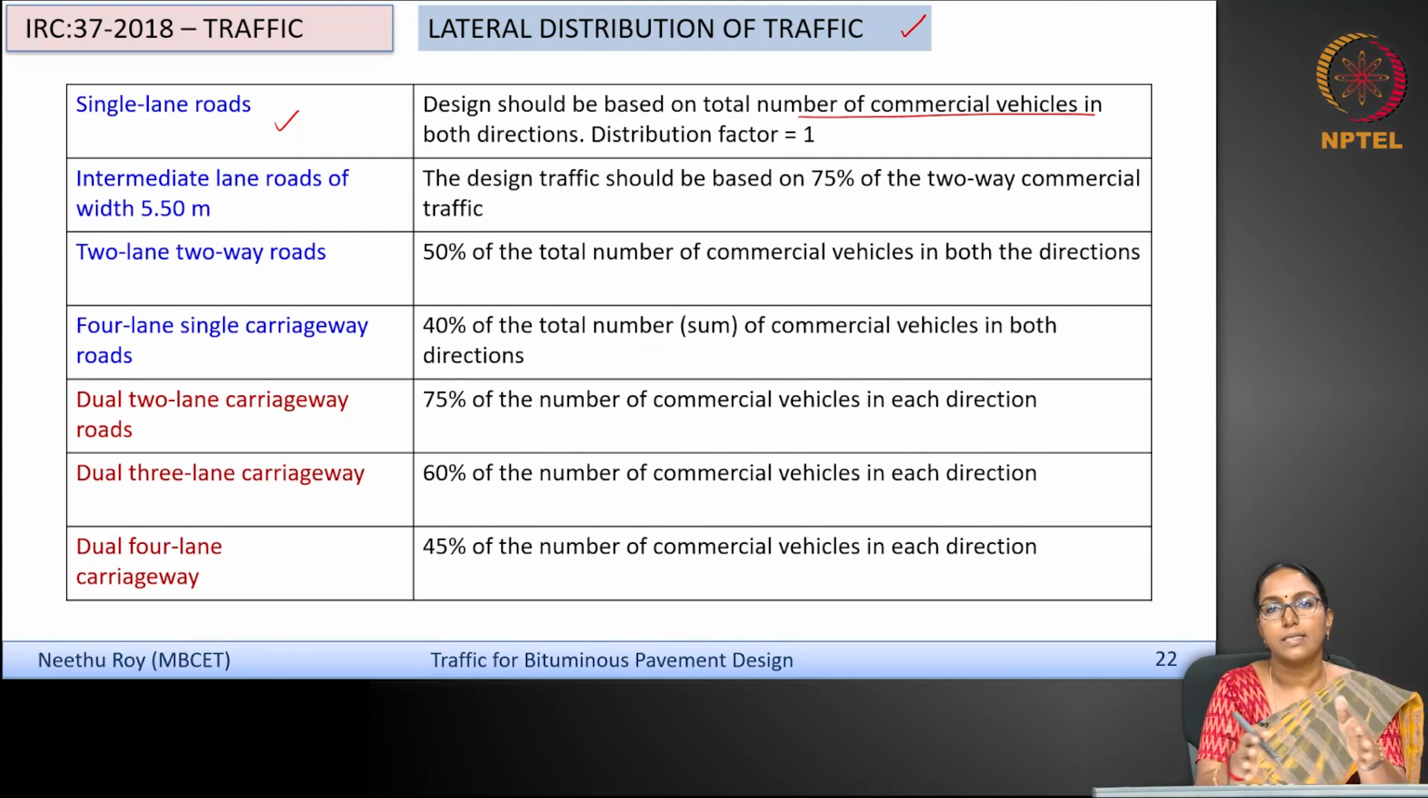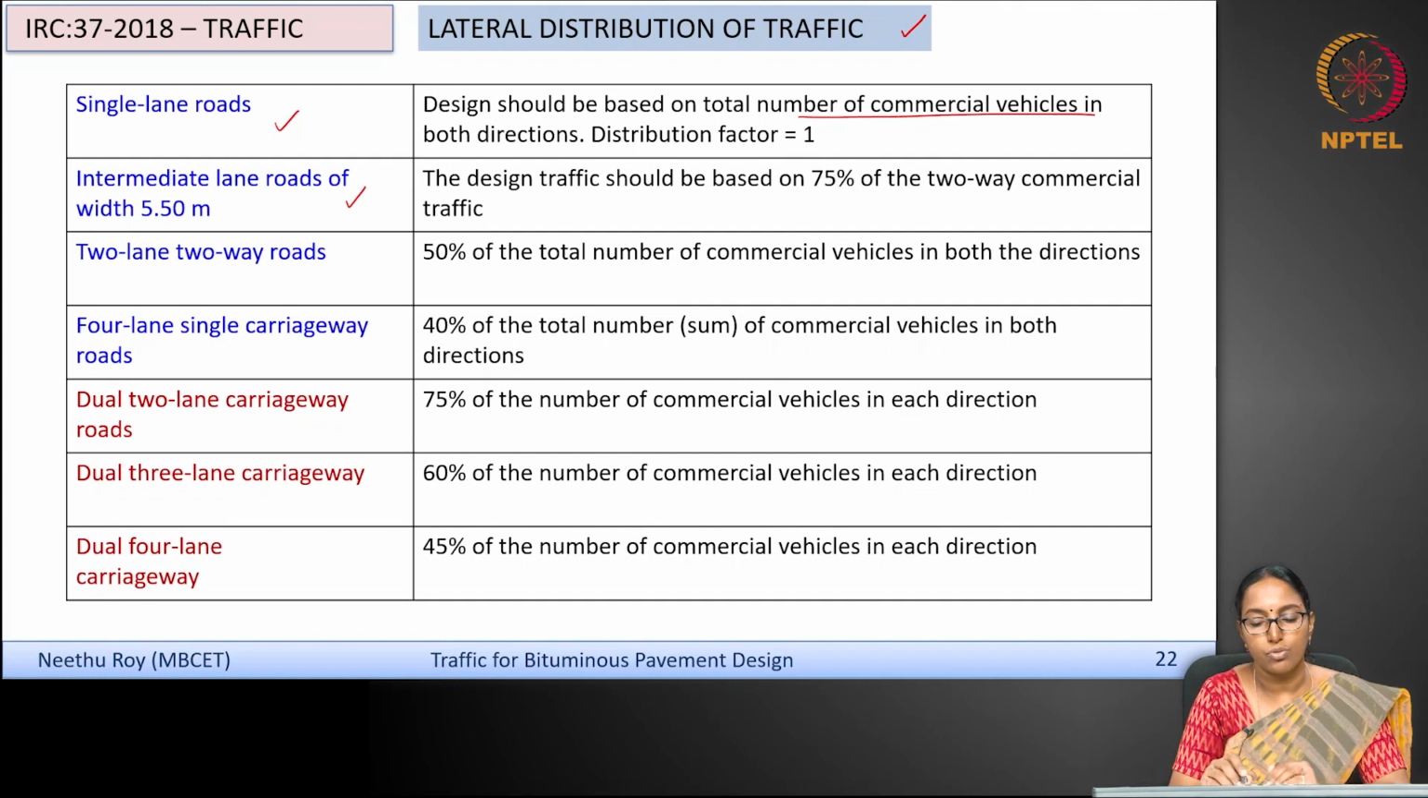Suppose you have a slightly larger width of road, say an intermediate lane road of 5.5 meters, you can choose 75% of the total commercial traffic in both directions, since the width is slightly more.